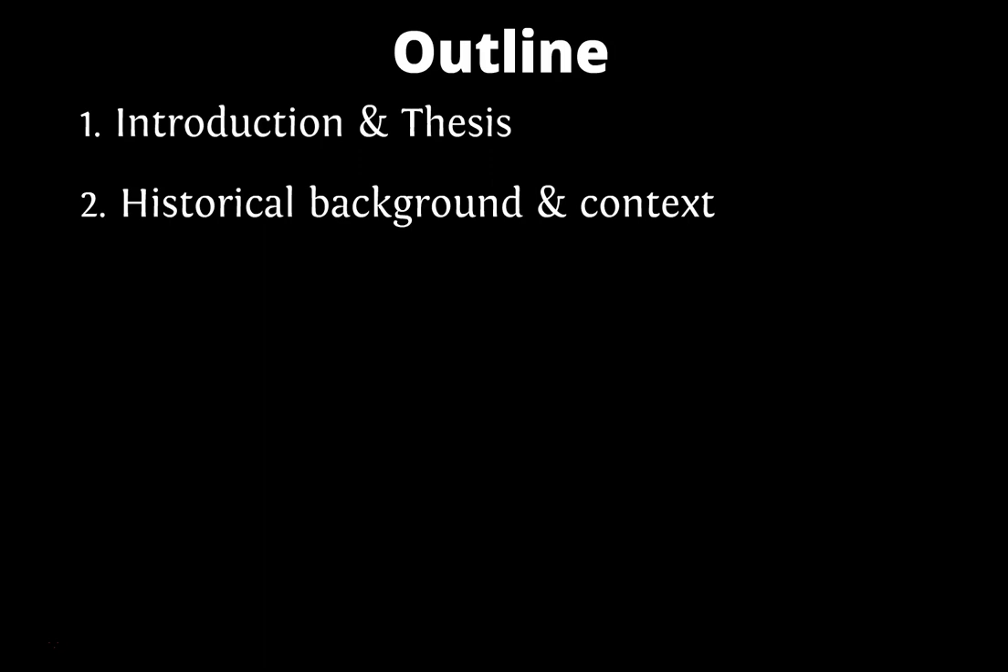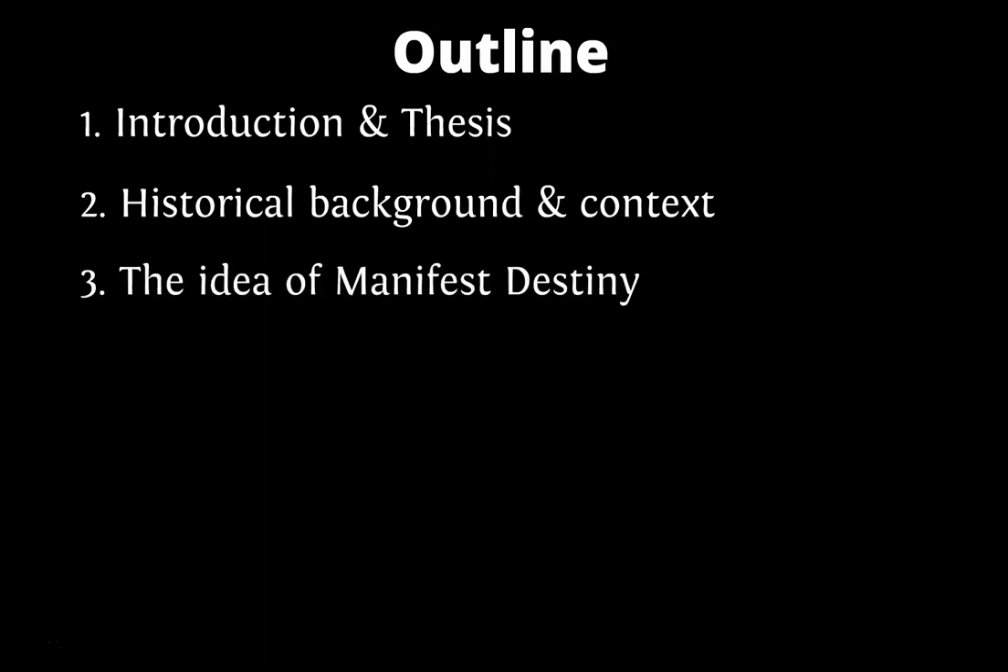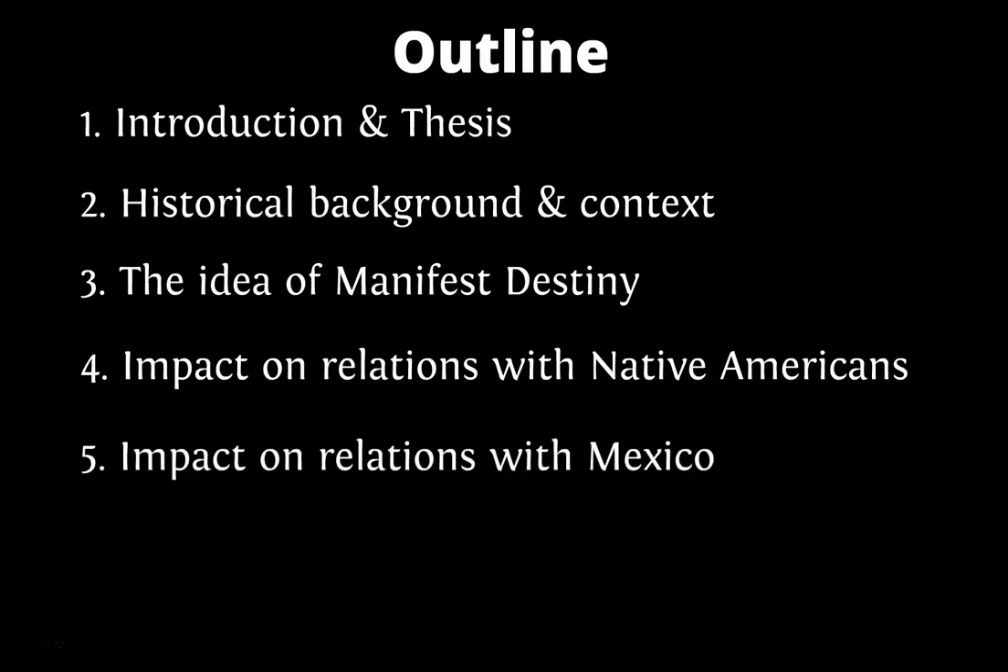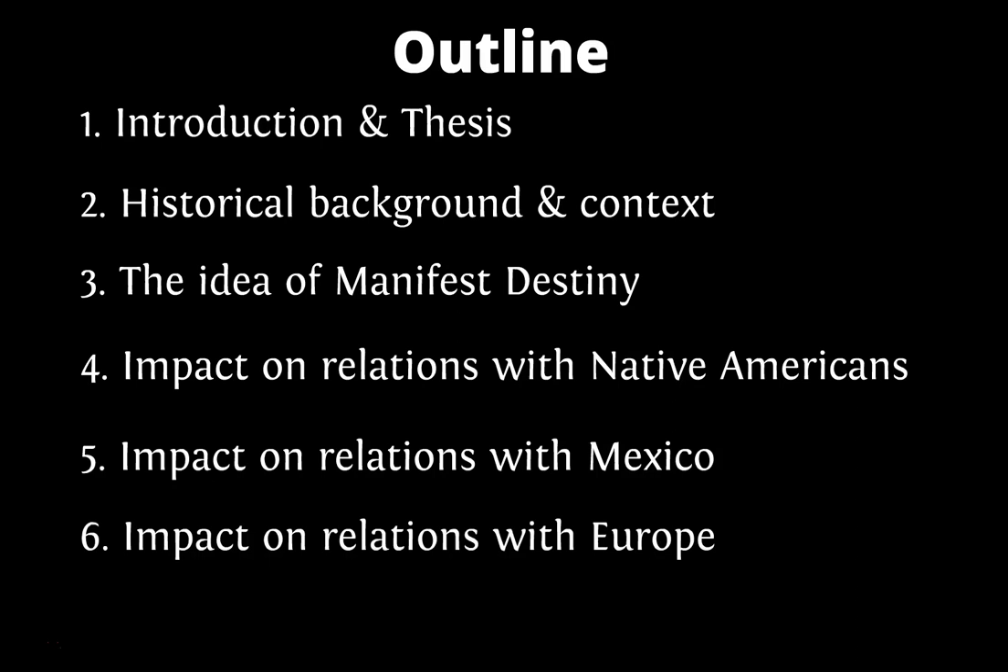Now that your argument is going to zero in specifically on manifest destiny, you'll probably want a section analyzing that concept. So put that down next. After explaining manifest destiny, you start to see from your thesis that the blueprint of your paper is emerging. From there, you'll want to maybe go into the impact of manifest destiny on relations with Native Americans, then the impact on relations with Mexico, then the impact on relations with Europe, and then finally a conclusion.